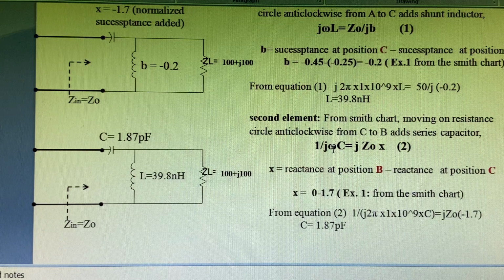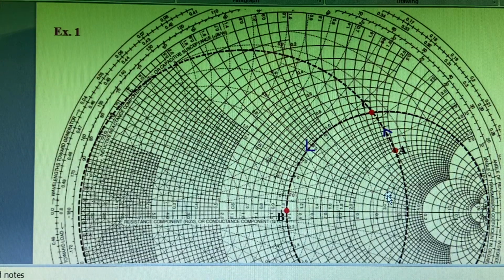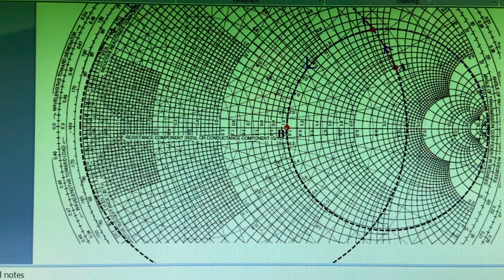This is again 2 pi f. Z0 is the characteristic impedance. X is the change in the reactance we have to find. That is given by the reactance at position B minus the reactance at position C. So these two we can find from the Smith chart.